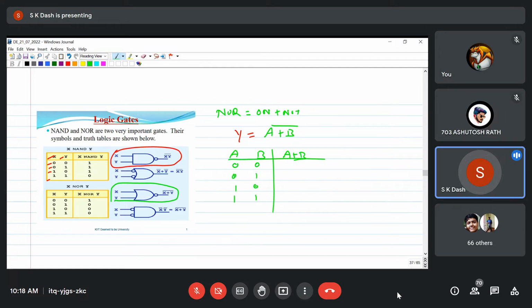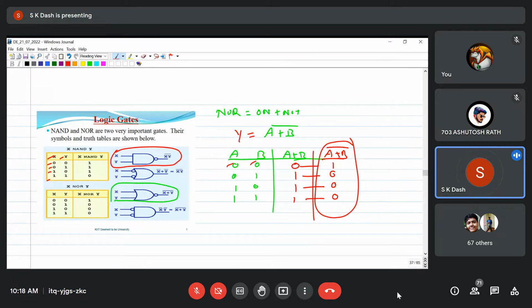So if you add them, what will you get here? First combination 0. 0. Then 1. Then all 1. Then its complement: zero's complement is 1, 1's complement is 0, 1's complement is 0, 1's complement is 0. So what is the definition of A plus B bar, or NOR gate's output? If both the inputs are 0, then only your output is 1. Otherwise your output will be 0. So this is the NOR gate.